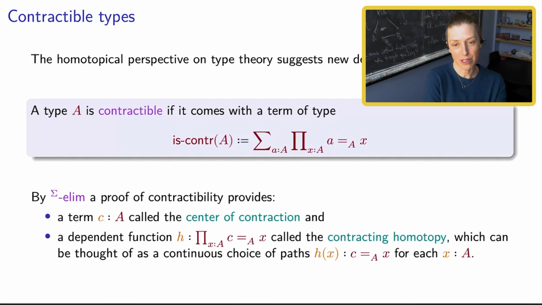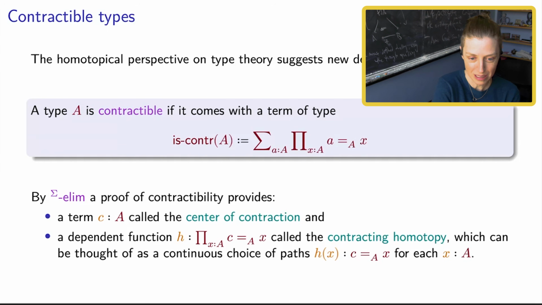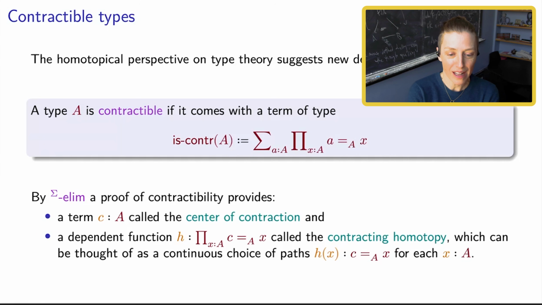And the other thing that I would sort of project out from a term of this type is a dependent function. So that's a term in this product type that for all x in A gives a contracting homotopy, or a continuous choice of paths from C to x.